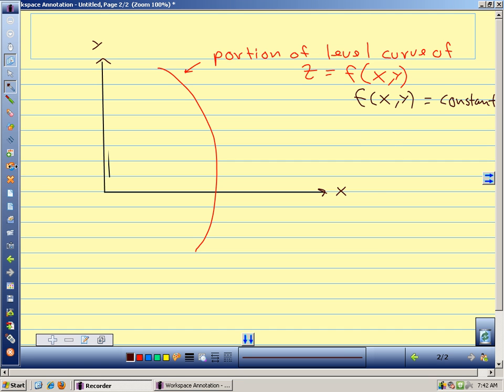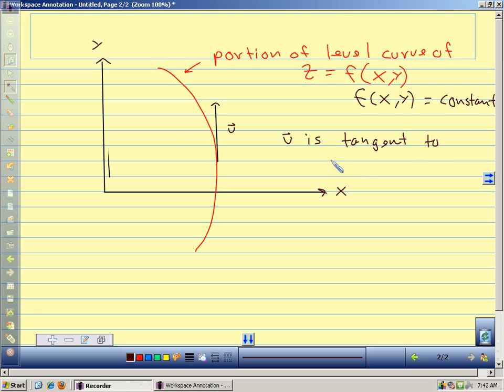Now let's draw a tangent vector to the level curve. There's a tangent vector, and we're going to say this is a unit tangent vector. So u is tangent to the level curve, and the length of u is 1. So u is our unit tangent vector on the level curve.